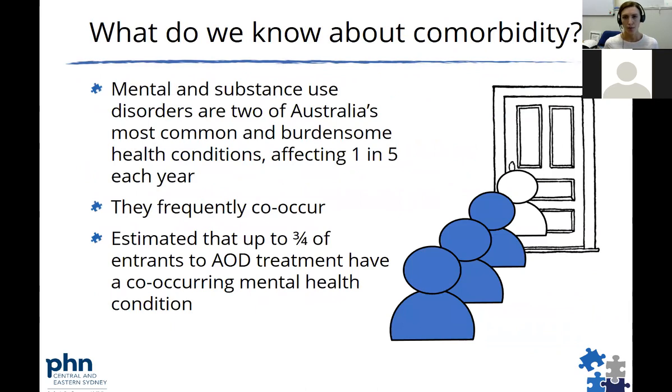We also know that comorbidity is common. Mental and substance use disorders are two of Australia's most common and burdensome health conditions, and they affect around 1 in 5 Australian adults each year. They frequently co-occur. So it's estimated that around 1 in 3 Australians with a substance use disorder also have a mental health disorder, but this rate can be as high as around 75% among people who are seeking treatment.